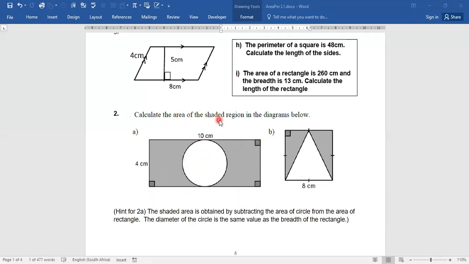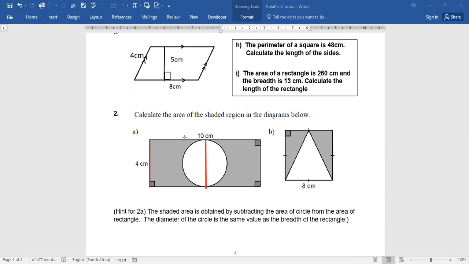And these examples only work with area now, not perimeter. And to find the area of a circle, you will need the value of the radius, because the formula for area for a circle is pi r squared. So we need the diameter of the circle to use the formula pi r squared. Now it says here the diameter of the circle is the same value as the breadth of the rectangle. If you notice the breadth, here's the breadth of the rectangle, and it would be the same value. If you look at the breadth of the rectangle, it's the same value as the diameter of the circle.